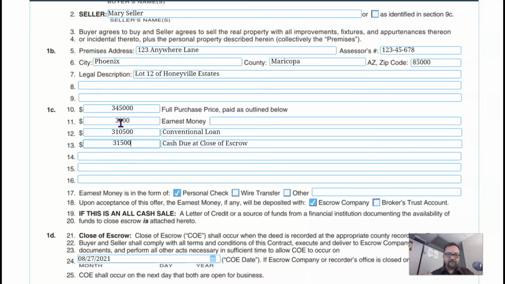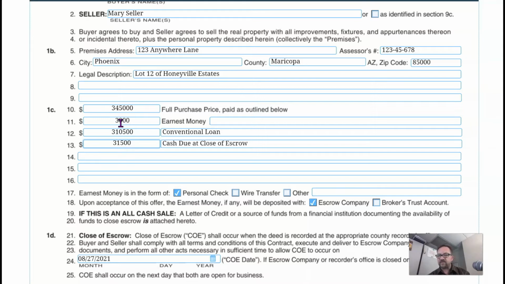So this whole little section 1C, this is the purchase price, and this is how we're paying for it. Next line down under 17 explains how the earnest money is coming across and where it is going. Now, personal checks, wire transfers, or otherwise. Some people might be bringing in a cashier's check. They need to call out how it's going to come across. A lot of people nowadays do not have checking accounts, and if they do not have a checking account, it's really hard to write a personal check. You could use a bank check on that.